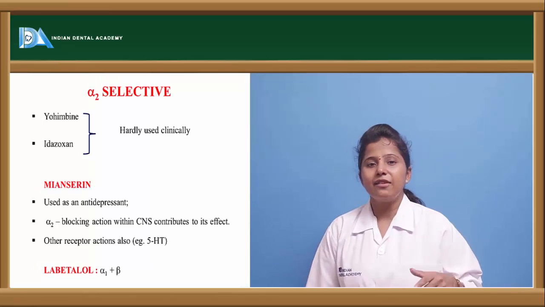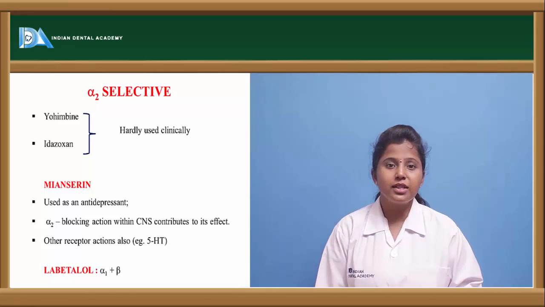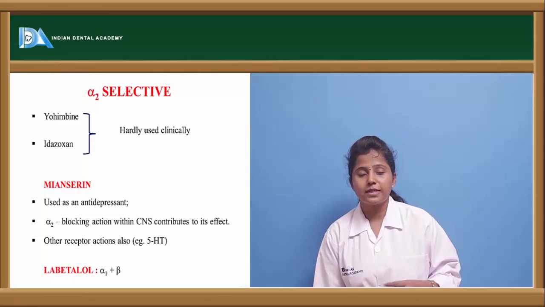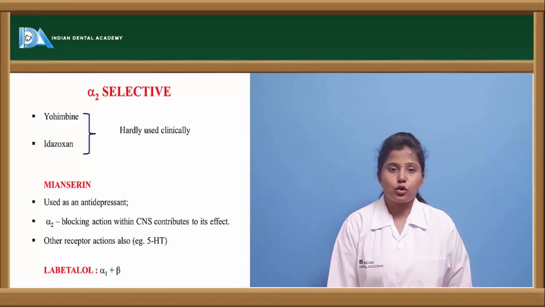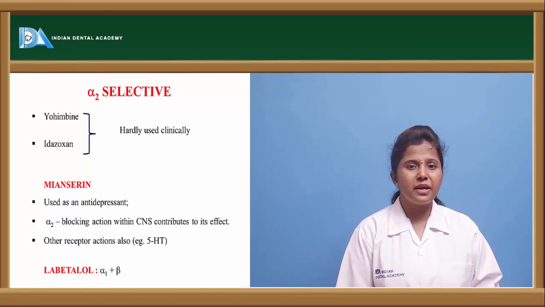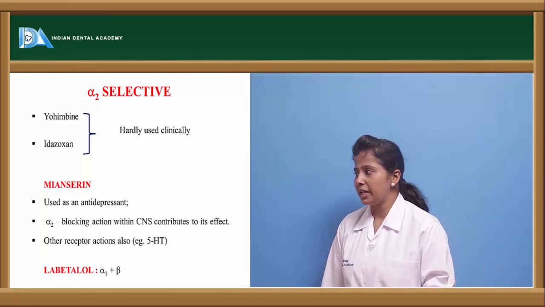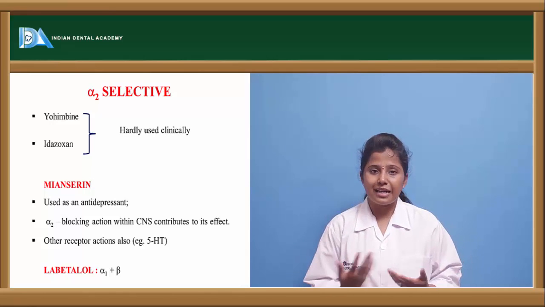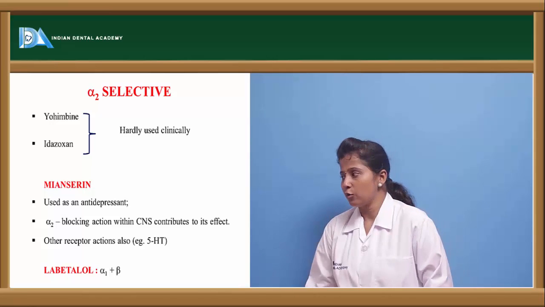Let us see the alpha-2 selective drugs. Till now we saw alpha-1 receptor antagonists. There are two drugs which come under this category, yohimbine and idazoxan. Of these, the most clinically used is yohimbine. It is the only alpha-2 receptor antagonist which is clinically used. Alpha-2 receptor antagonists are rarely used, but compared to other drugs, yohimbine is most preferably used clinically.